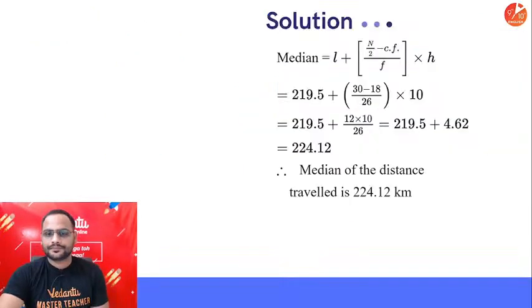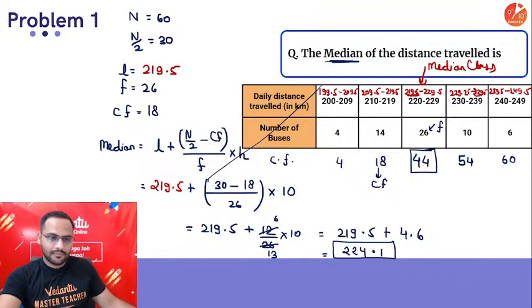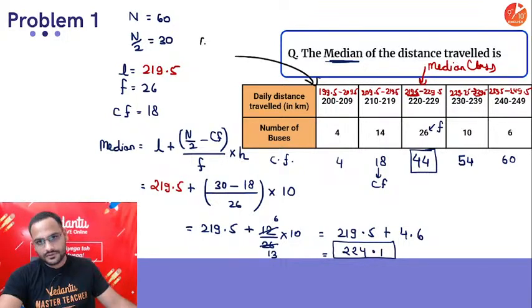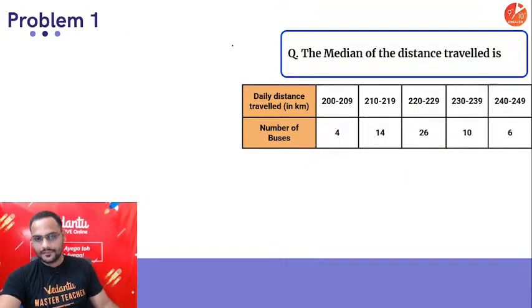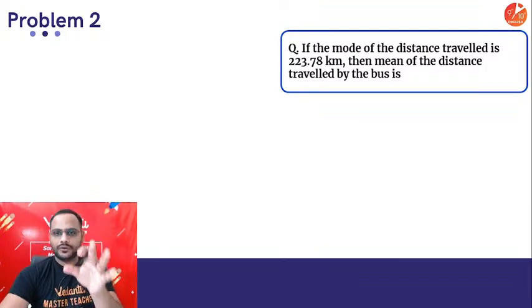Clear hai guys? L plus N by 2. So an important thing which we have learnt. What is the important thing which we have learnt? That if the group is not continuous, make it a continuous one. That is the important thing. Okay, before checking any formula, make this a habit that you'll always look for the table.